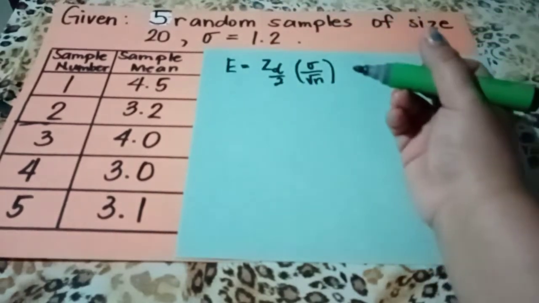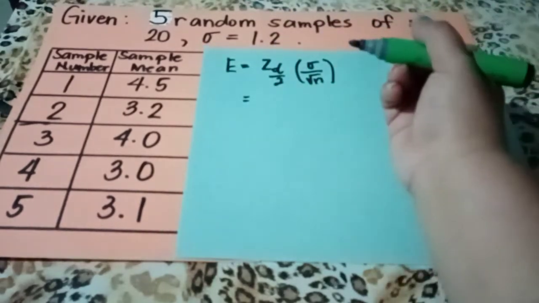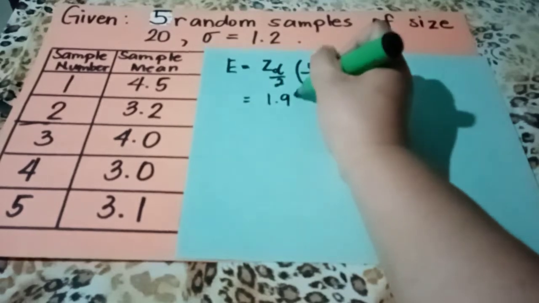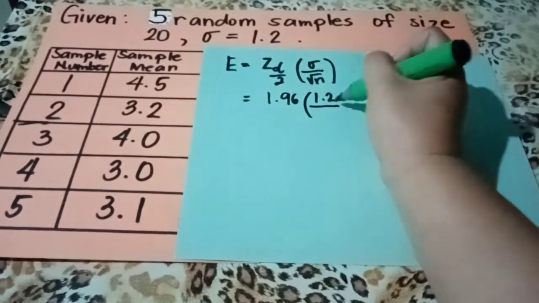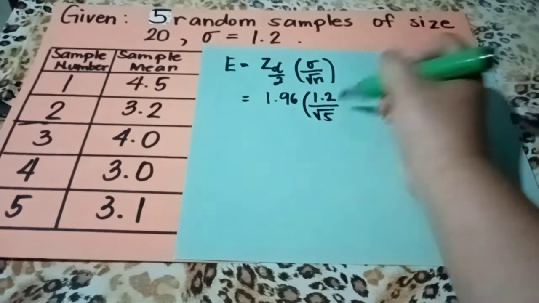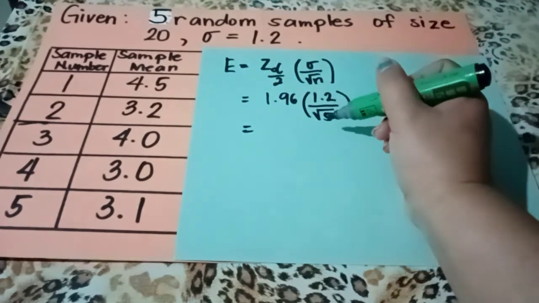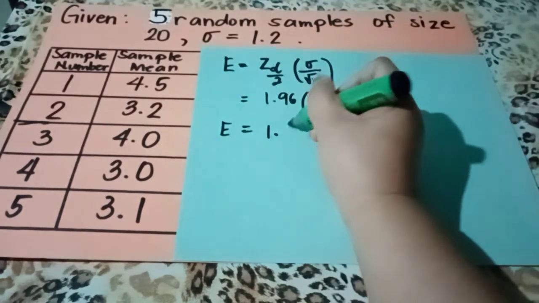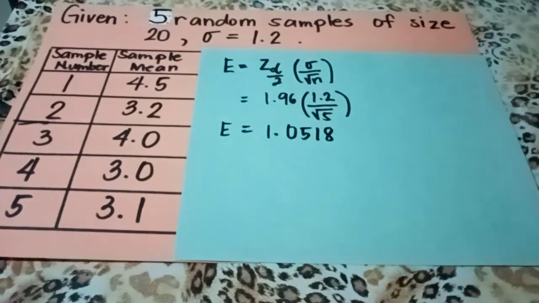Let us have first the 95% confidence level. We all know that if we are going to use the 95% confidence level, the critical value here is 1.96 multiplied by our standard deviation, which is 1.2 all over the square root of 5 as our sample size. So 1.96 times 1.2 all over the square root of 5. Our margin of error is equivalent to 1.0518.